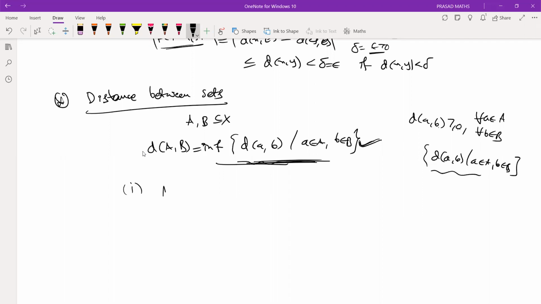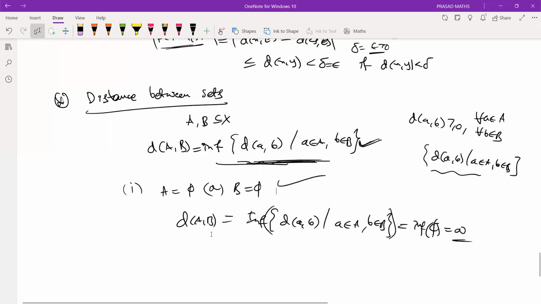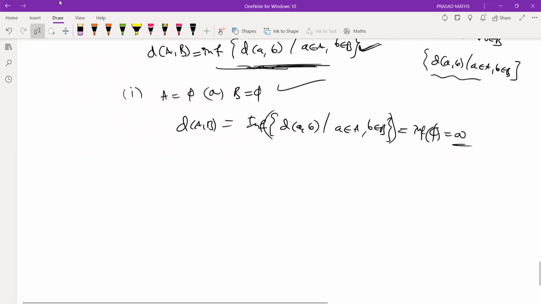Again, the same argument. If at least A is empty or B is empty, what happens? This set is empty. So what is the infimum of the empty set? The infimum of the empty set is infinity. Therefore, the distance between A and B is infinity. So if at least one of the sets is empty, our distance between two sets is infinity. Is it clear?